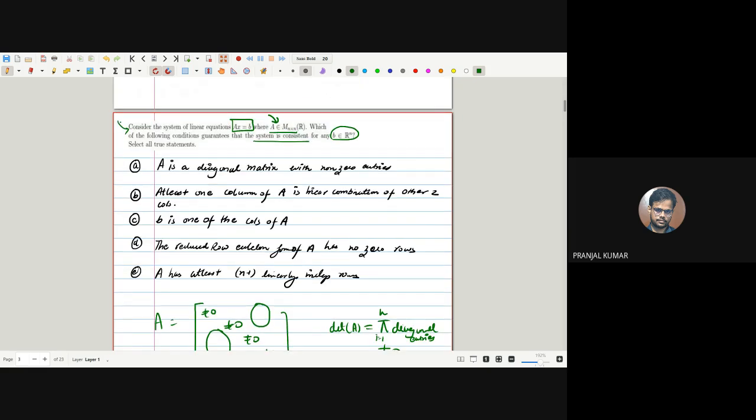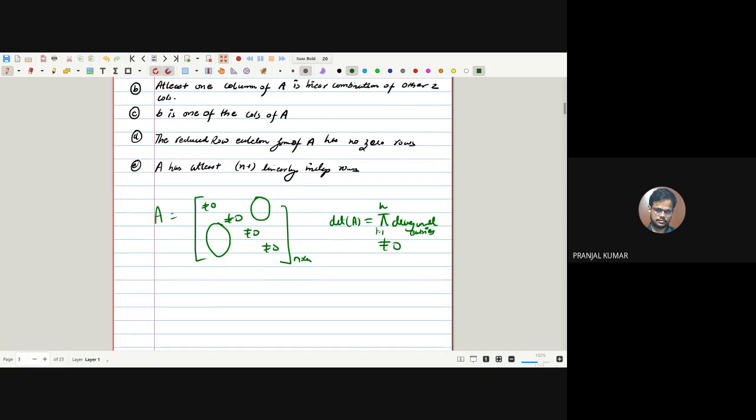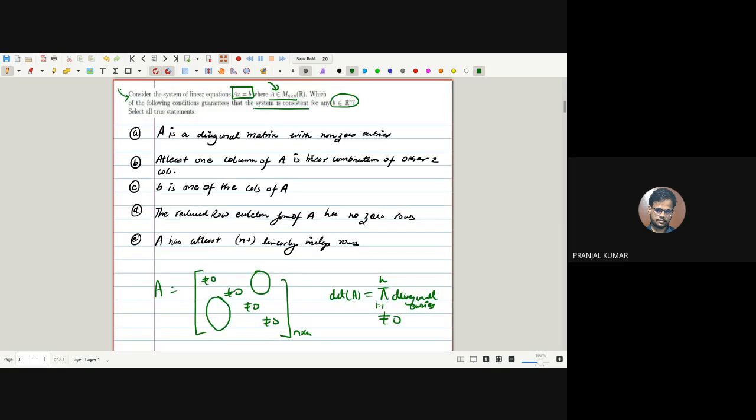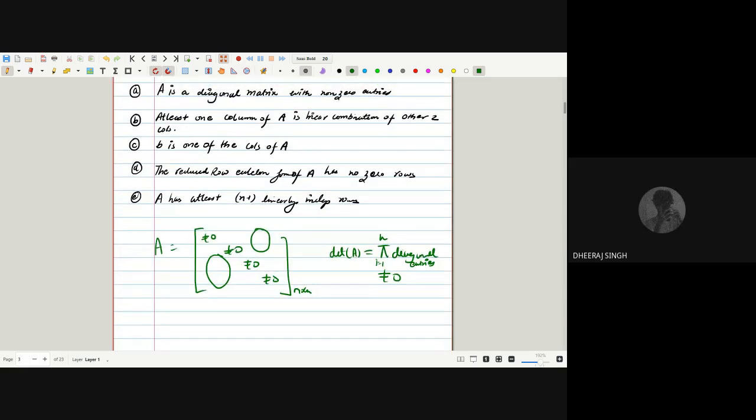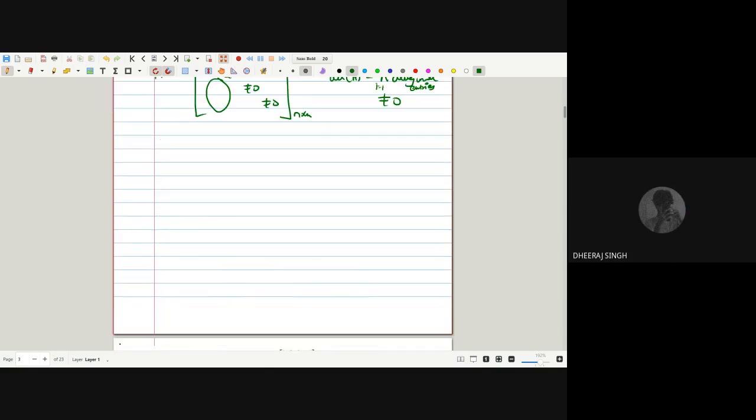So in that case there will always be a solution. Any doubt in this? Why would there be a solution? Because the diagonal elements are not zero, the determinant is non-zero, so the system is obviously consistent.